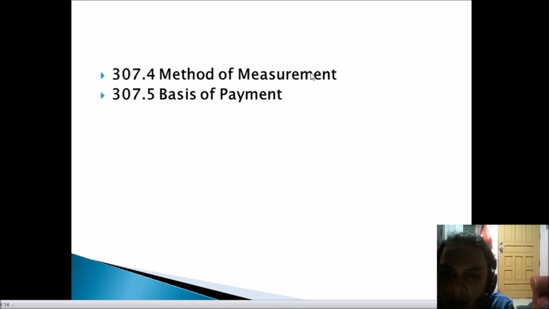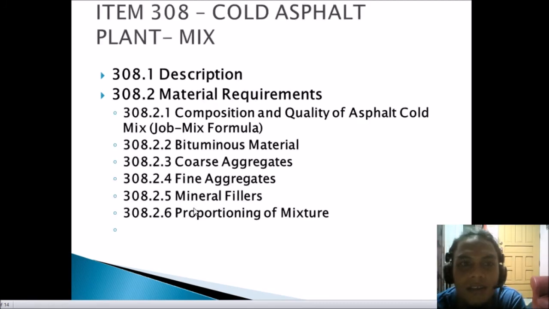So the accepted quantity measured as prescribed in section 307.4 will be paid for provided in the respective items specified, type of bituminous plant mix. So next is Item 308, the cold asphalt plant mix. The first is the description, 308.1. This item shall consist of constructing bituminous surface course asphalt cold mix prepared in the central mixing plants laid cold.